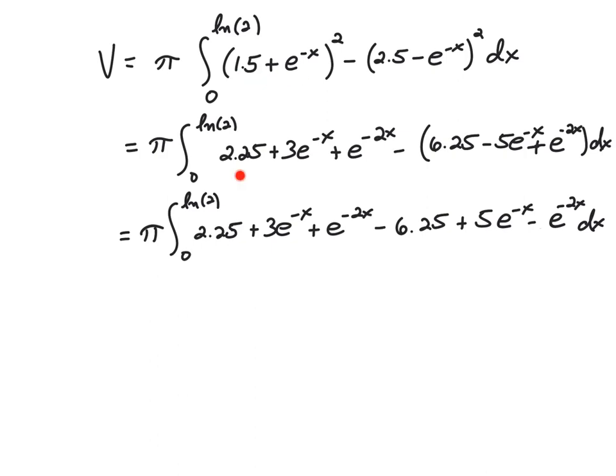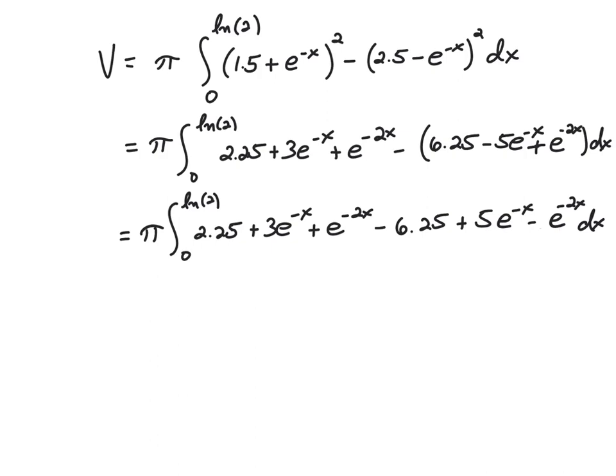1.5 squared is 2.25. Then you double the middle term, so 2 times 1.5 is 3. And then e to the minus x times e to the minus x is e to the minus 2x. And then we'll have 2.5 squared is 6.25. Then 2.5 gives us a minus 5. And then minus e to the minus x times minus e to the minus x is plus e to the minus 2x. Then I'll distribute this negative sign, there's a negative 1 out in front, so that'll give us a minus 6.25, a plus 5 e to the minus x, and a minus e to the minus 2x.